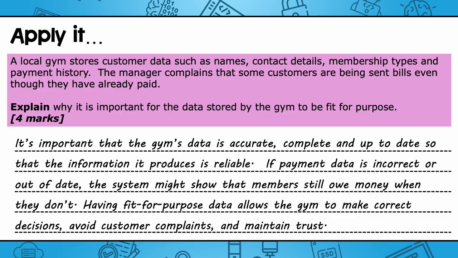We've talked about how it affects the gym in terms of if it's not fit for purpose, the people might think that they owe money when they don't owe money. And then we've said why they must make sure it's fit for purpose, because it's going to help with customer satisfaction, it's going to maintain trust, it's going to make sure that we've got the correct information to bill our clients and things. So typical model answer for a 4-mark question.